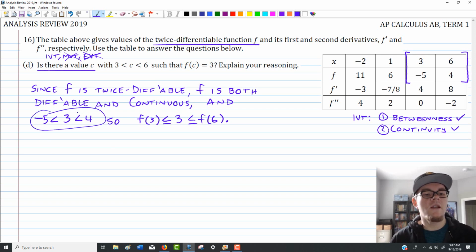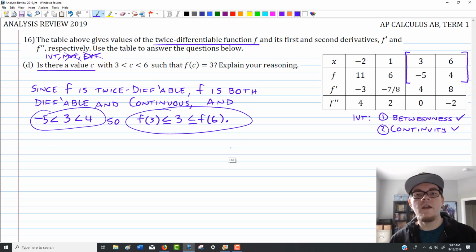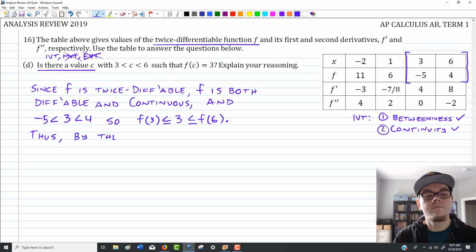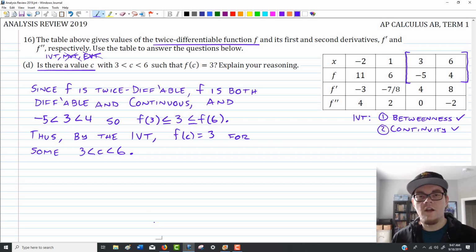Notice, by the way, that I made this connection. I gave the values as well as the function values since they weren't given to us directly in the problem. They didn't say f of 3 equals negative 5. So from here, we just need to state the theorem. Thus, by the IVT, f of c equals 3 for some c, and I'll just put 3 less than c less than 6. And there is our explanation.